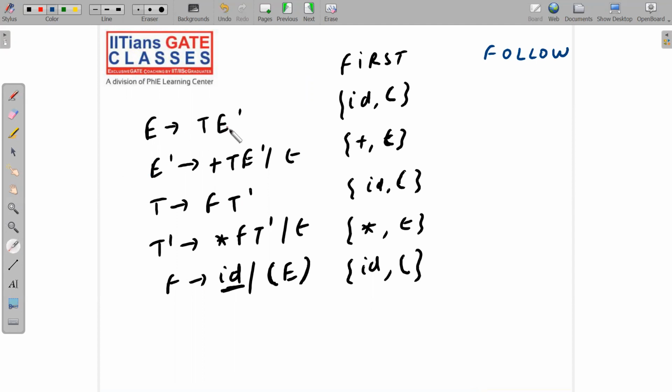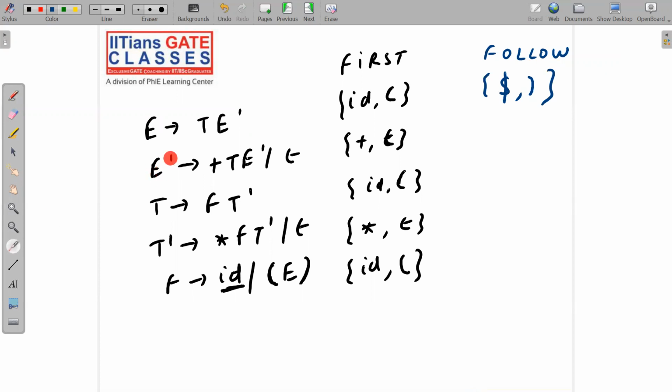See Follow of E. We will try to find Follow of E, so try to find capital E anywhere. Here we find it: capital E followed by a closing bracket. First of closing bracket is nothing but closing bracket only, because it is a terminal symbol. So you will get closing bracket. Before the closing bracket you have to write dollar also. Why? We already know it is the start symbol, so for the start symbol we blindly write dollar. Anything extra? We are not getting capital E anywhere else. That's it. So this is the Follow of capital E.